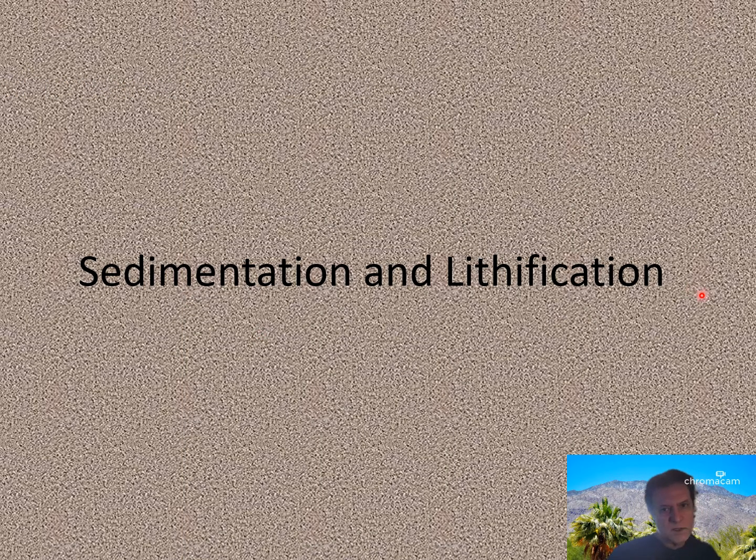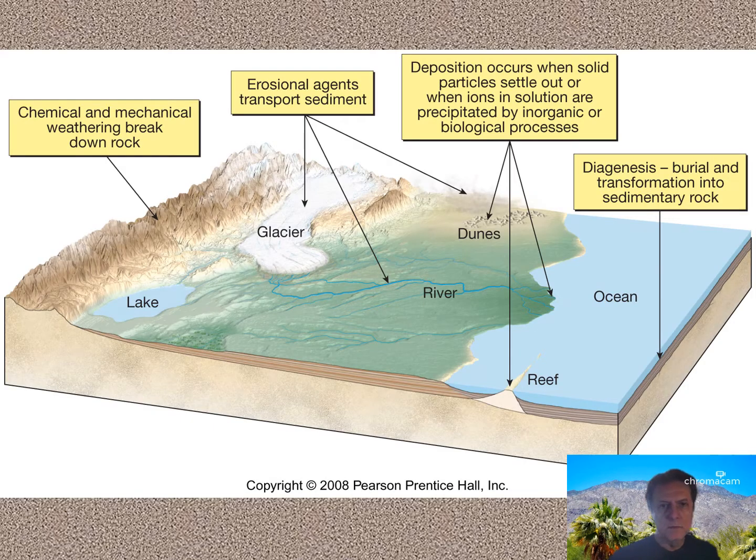So let's look at the process a little bit closer. Take a look at this picture. Here you have a mountain range. Chemical and mechanical weathering break down the rock. So you can get rain helping here. You can get rivers taking particles of sediment and transporting them. You can have ice also taking particles of rock, transporting them.